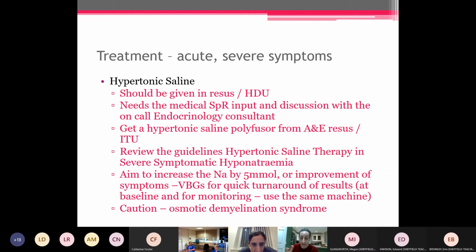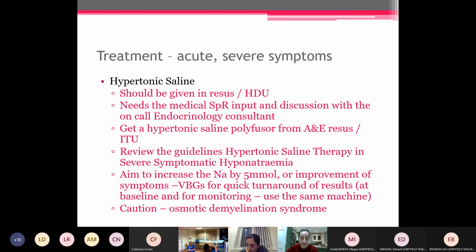Medical, if this is on the wards in the middle of the night, you need the med reg there, and the med reg probably should be discussing with the endocrine consultant if they're thinking of giving it. But if it's in the middle of an emergency situation like seizing, they'll probably just crack on. There's a guideline on our STH intranet called hypertonic saline therapy in severe symptomatic hyponatremia, and that goes through everything. So it's really useful to get that up, printed out, ready.